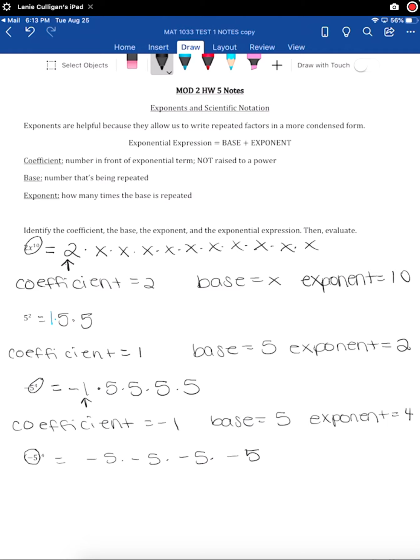So again, there's no number out front, there's no coefficient. So we can always write a 1 there. So in this case, our coefficient is going to be +1. Our base this time is the number that's being repeated, which in this case is -5. And our exponent will be 4.